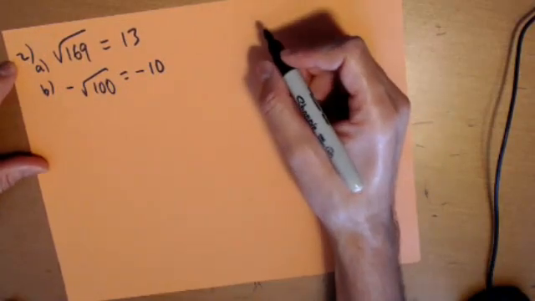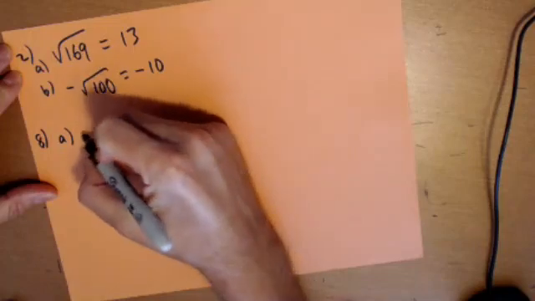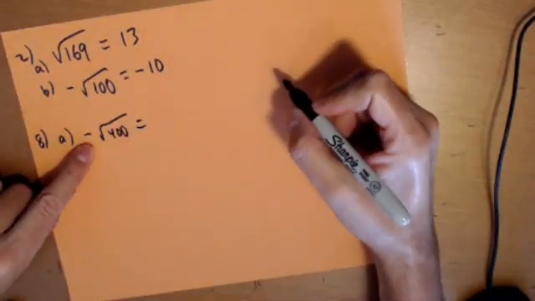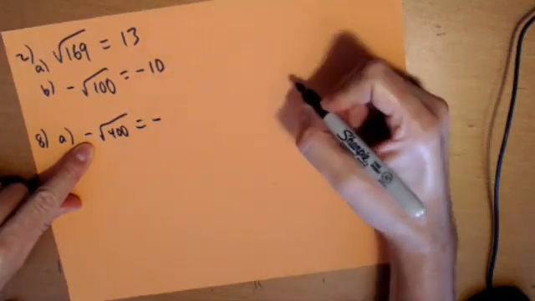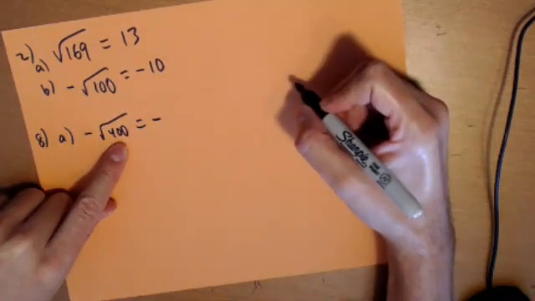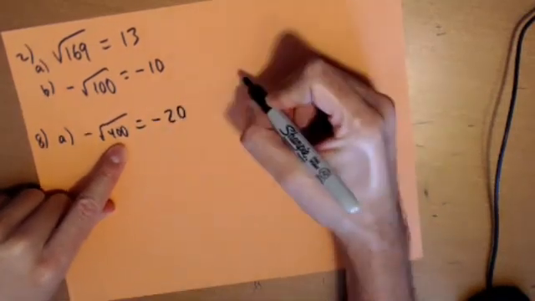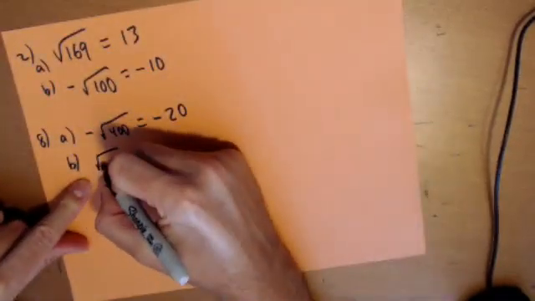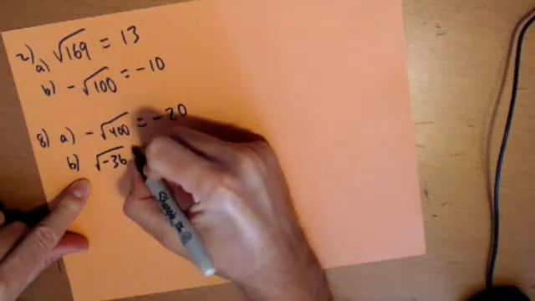So let's check out 8a, negative square root of 400. So there's a negative hanging out in front. Okay, it's going along for the ride. Square root of 400, ask your calculator, 20. Cool. 8b, square root of negative 36.